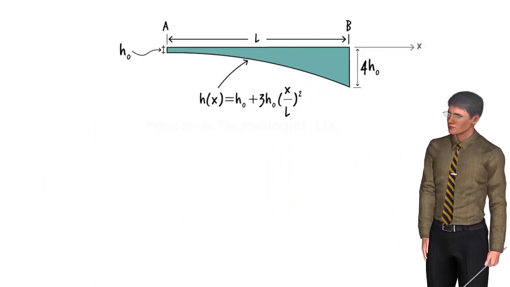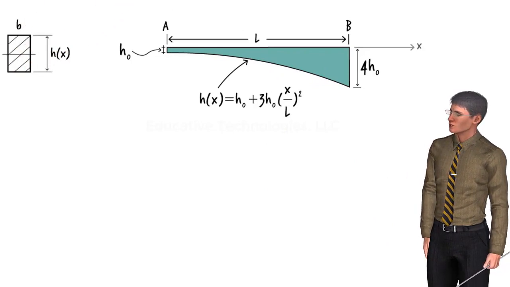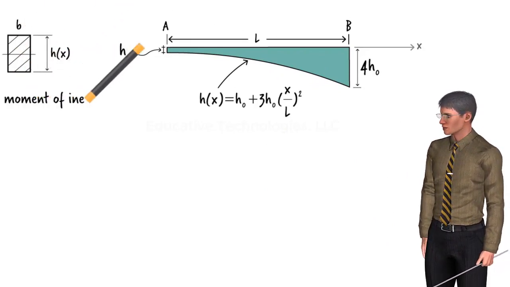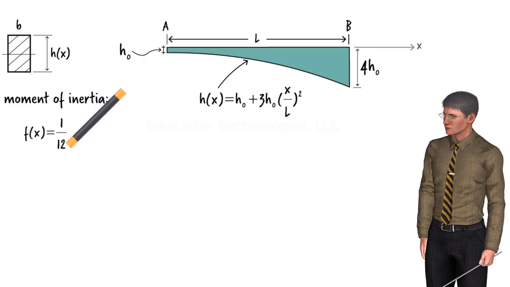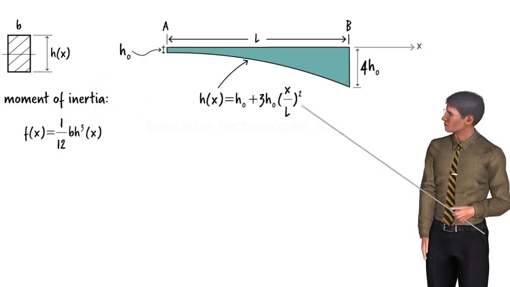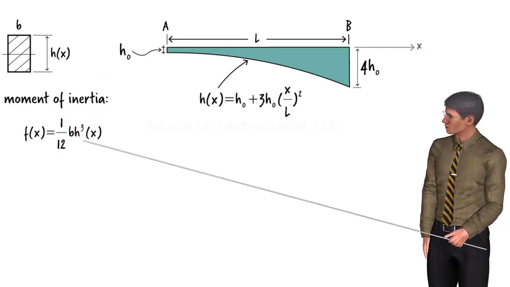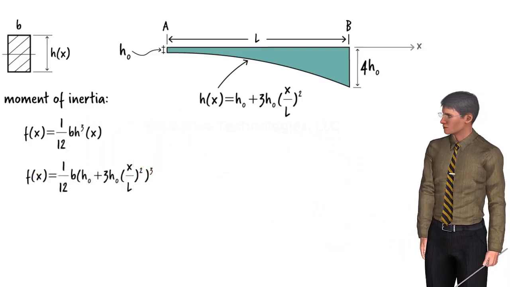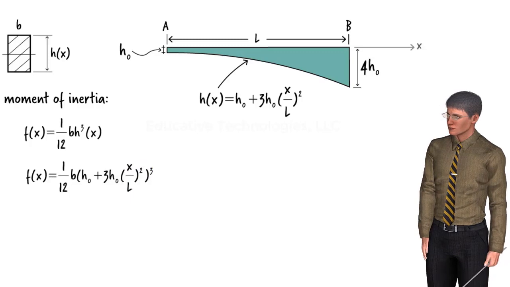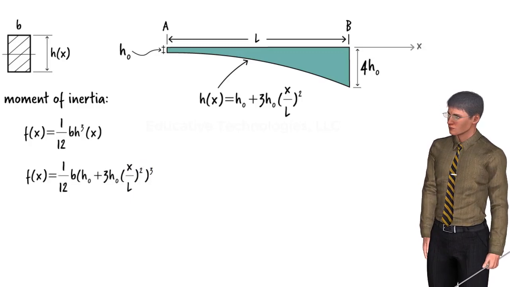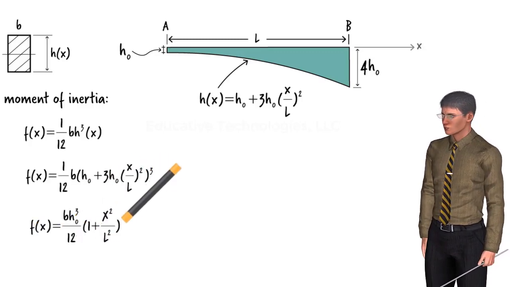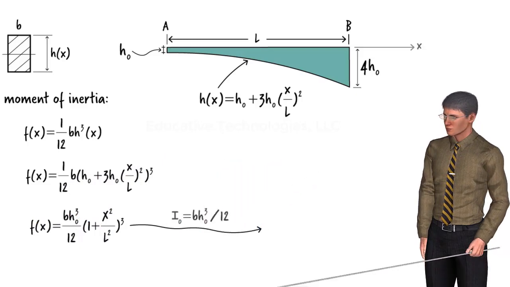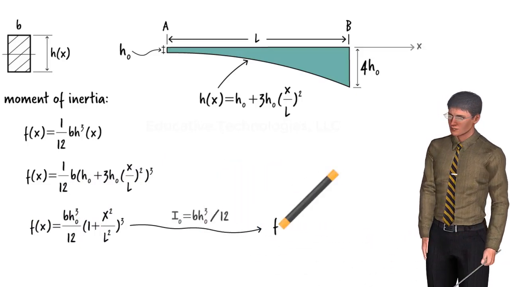Assuming our tapered beam is rectangular in cross-section, we can write the moment of inertia about the axis of bending as follows. Substituting this expression for h(x) here, we get this. This is our equation for the beam's moment of inertia in terms of x. Referring to b h0 cubed over 12 as I0, we can rewrite f(x) as follows.